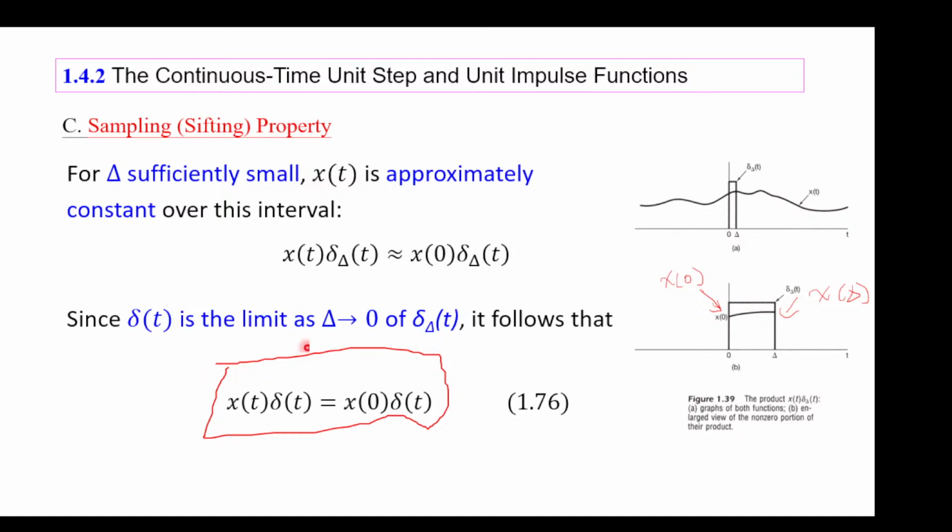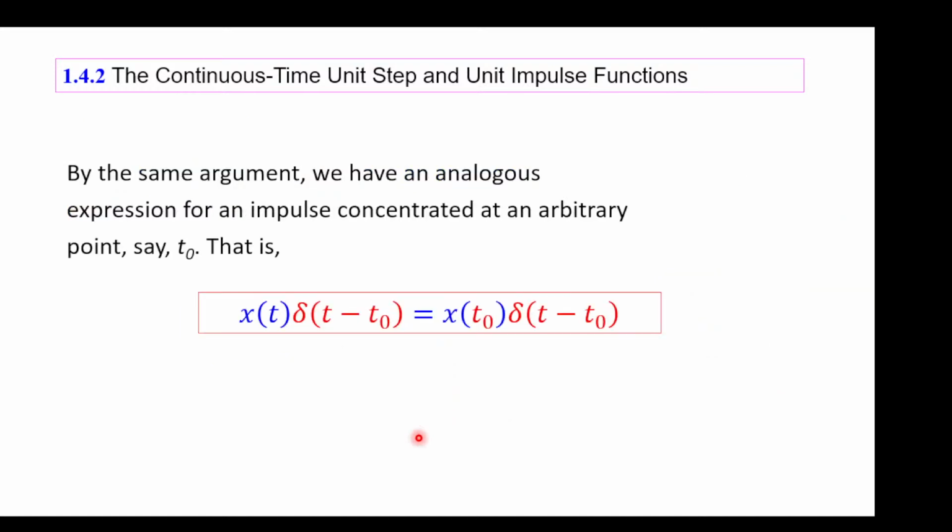And yeah, so this is a shifting property for the continuous time function, x of t times delta of t. Just like the discrete time version, it's equal to x of 0 delta of t. And then similarly, if you want to pick up x of t at a different value, say some t0, then you just multiply by delta of t minus t0. And maybe I should draw a picture here.